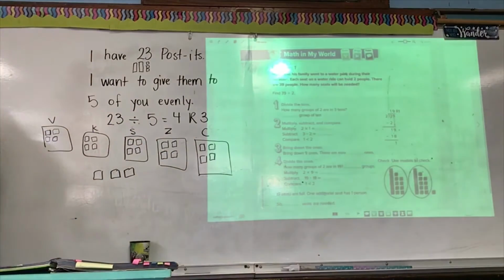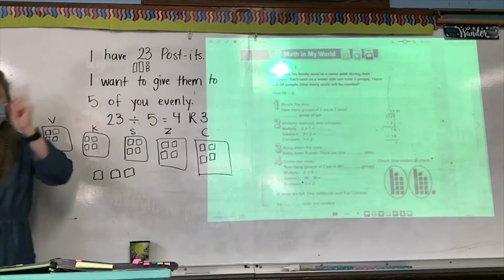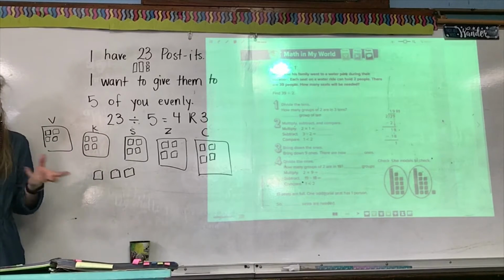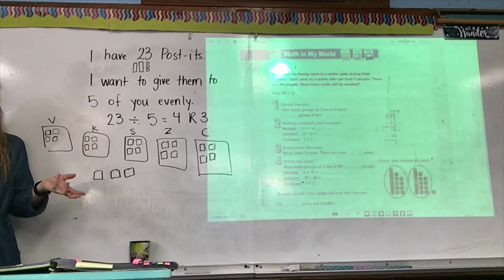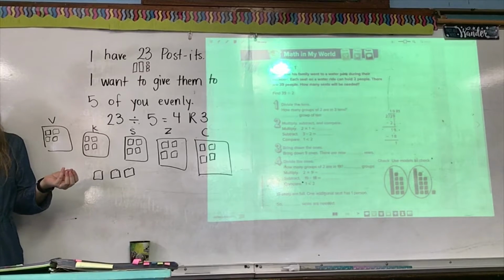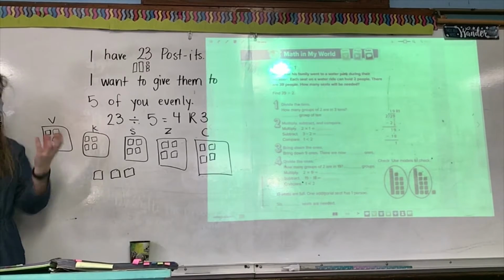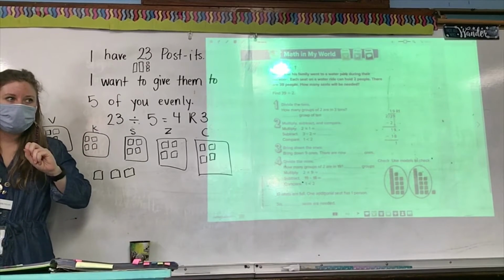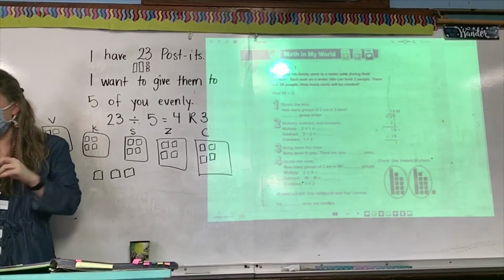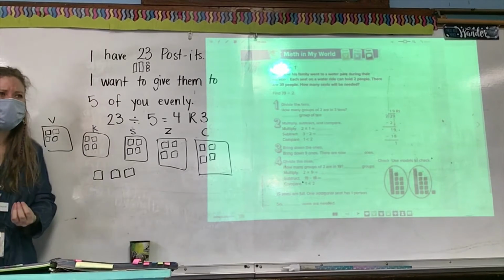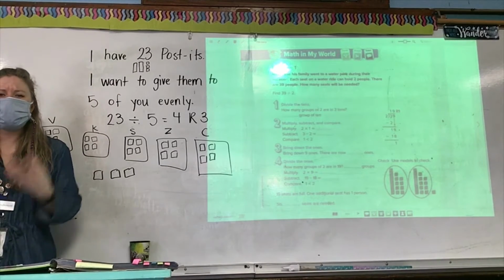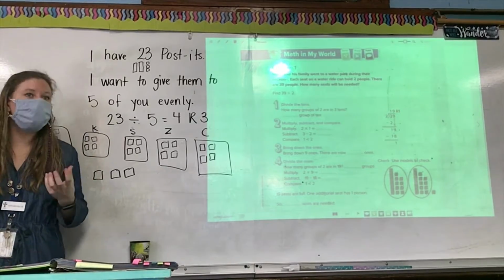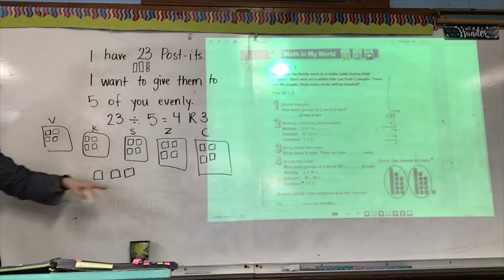So what did I have to do with my 10 rods? You can tell me the non-math way, the non-math word. Smith, what did I have to do with my 10 rods? You turn them into 1s cubes. I turn them into 20 1s cubes. What is the math word for that? For taking my 2 10 rods and turning them into 1s cubes. What's the math word for that? Aaron? Regrouped. I regrouped.